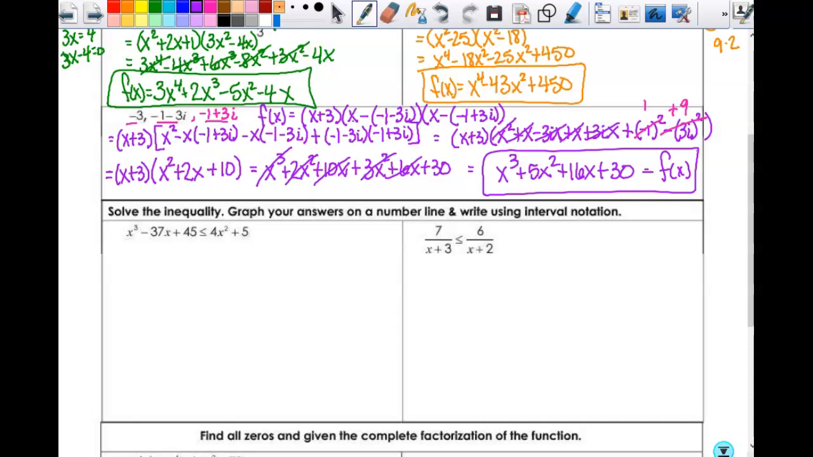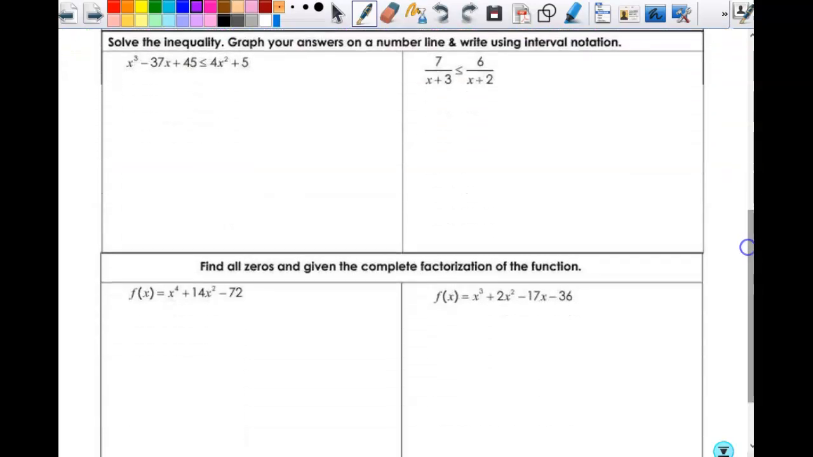All right. So next thing here, we are going to solve the inequality and graph our answers on a number line and write using interval notation. All right, so the first thing I need to do is get everything over to the one side. So this is going to give me x cubed minus 4x squared minus 37x plus 40 is less than or equal to 0.